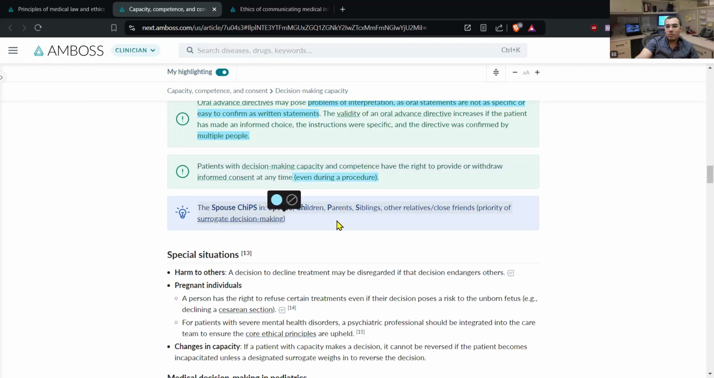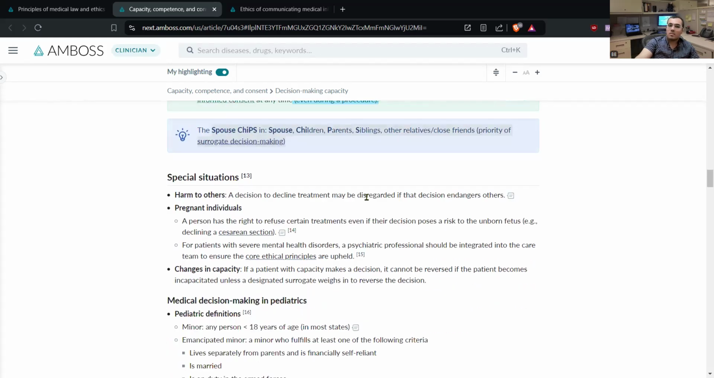So this is a mnemonic to remember the next of kin: S for spouse, then C for children, P for parents, and S for siblings. Very important and very high yield to remember for the USMLE. There are some specific situations, like harm to others.